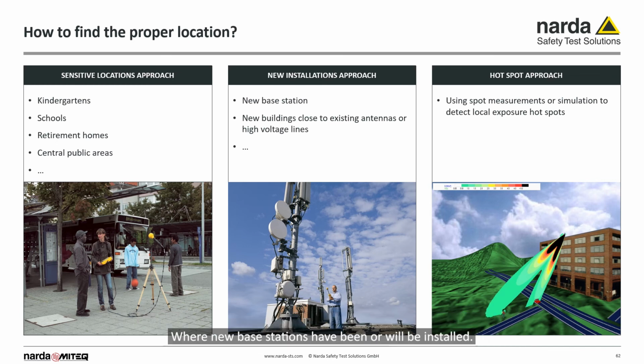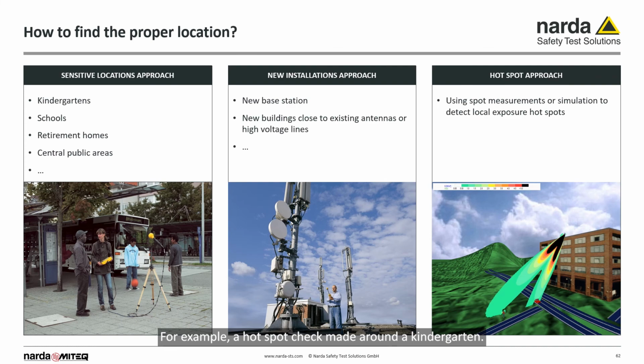Or where new base stations have been or will be installed, or where new buildings are sited near to existing stations, or where radiation is particularly high at so-called hotspots. These can easily be determined by spot measurements or by simulation. These methods can, of course, be combined.